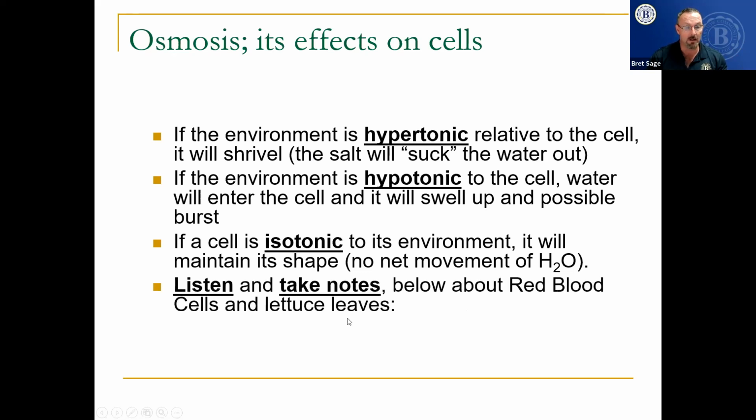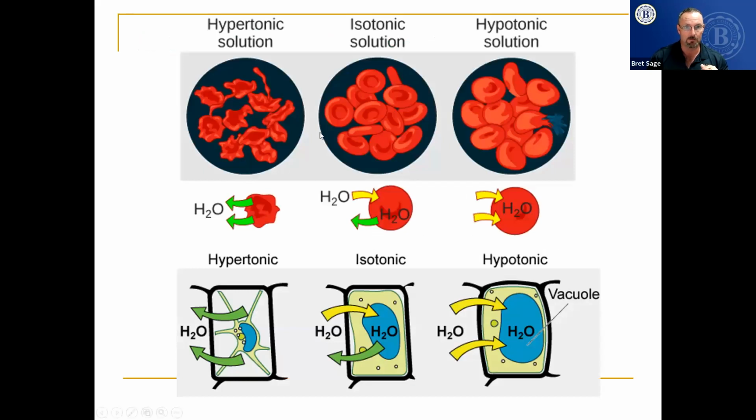Okay, now I'm going to be talking about red blood cells and lettuce leaves, and this is likely to be an essay question on the upcoming test, so you do need to take detailed notes on it. So we talked about isotonic, hypertonic, and hypotonic. We're going to talk about how plant leaves are different than red blood cells.